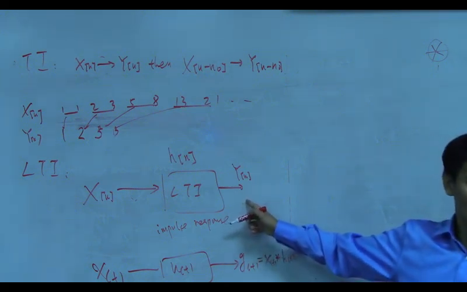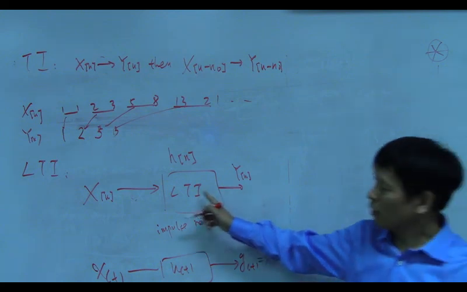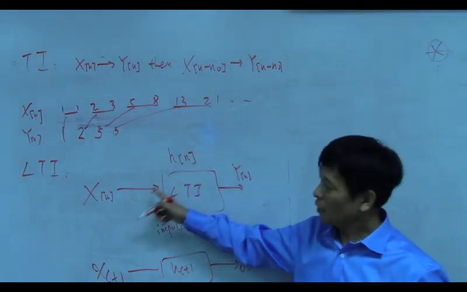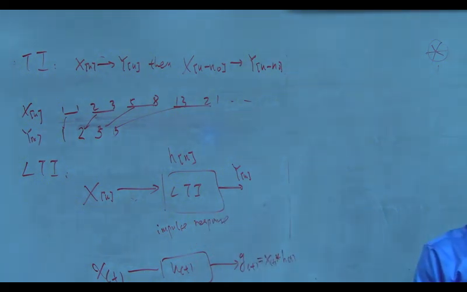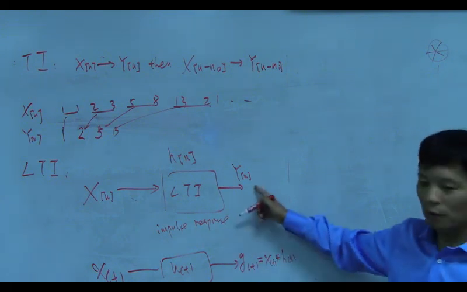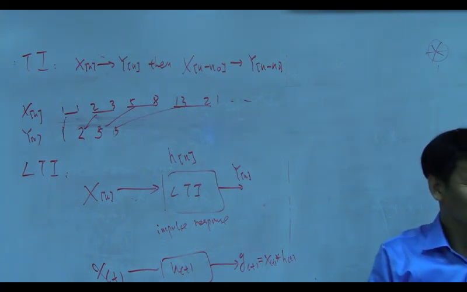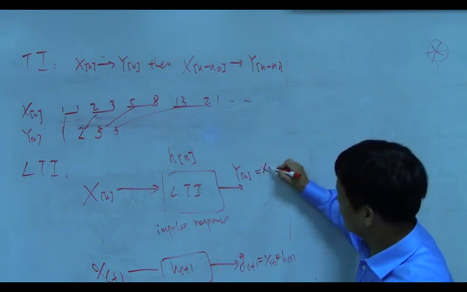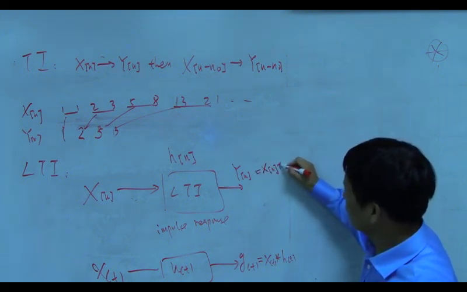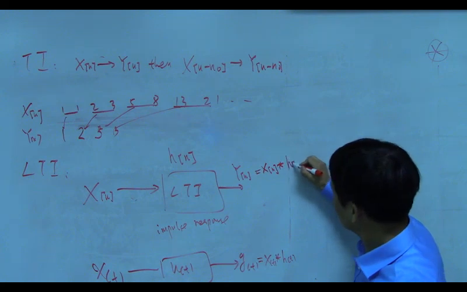Now you guess, for a discrete system, we know the impulse response, h[n]. The input is x[n], what is the output? You guess. Educated guess. How to calculate this? Convolution. Convolution equals what? h[n] convolved with x[n].